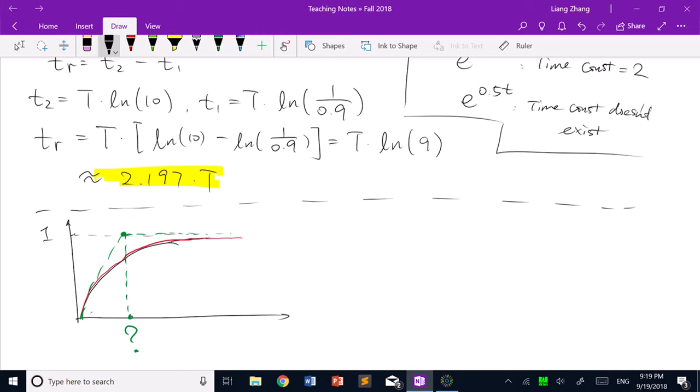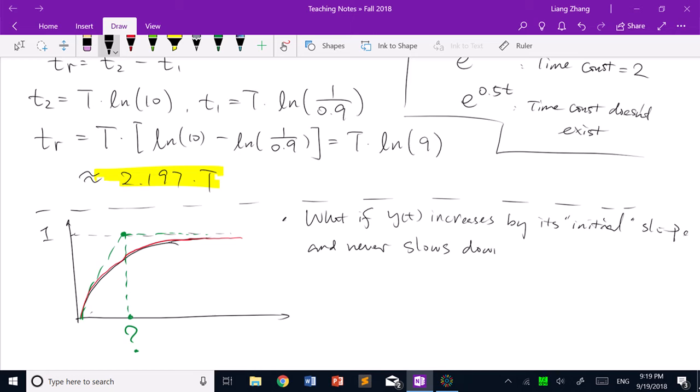So the question we're asking is, what if y of t, your response, would increase by its initial slope and never slow down? Okay, this is the question we're trying to ask.